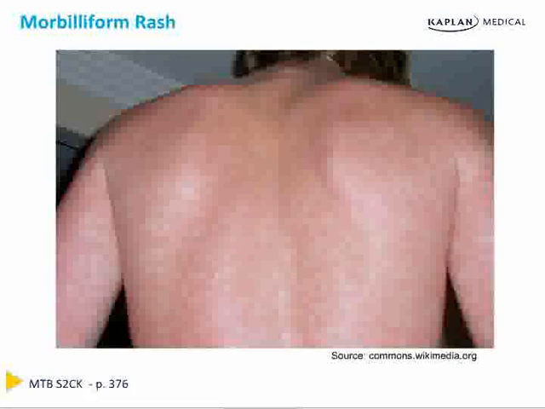Wow, now if somebody has measles, most of you will never see measles. I see one case every 2 to 3 years. And that means if I saw a measles, I'd say, hey, it looks like a drug reaction. This is a morbilliform rash.